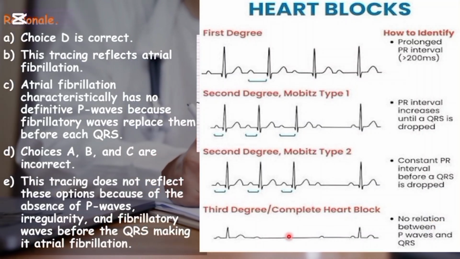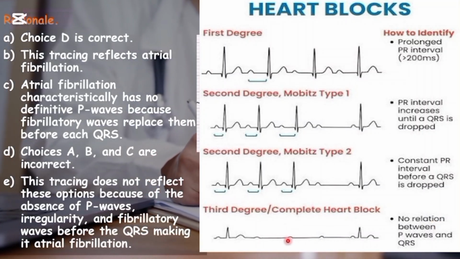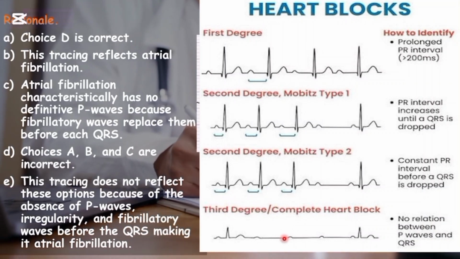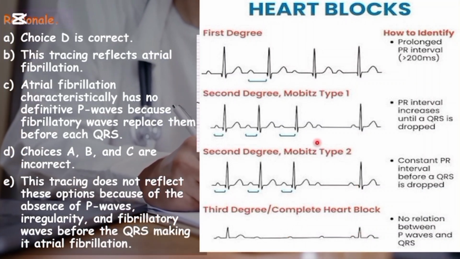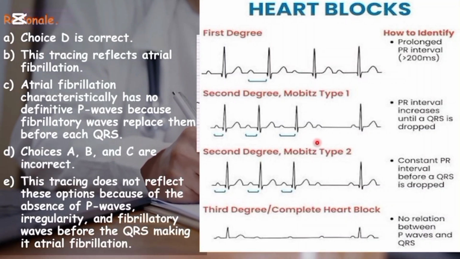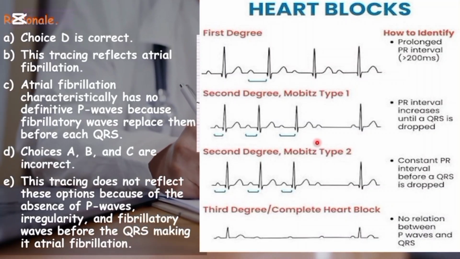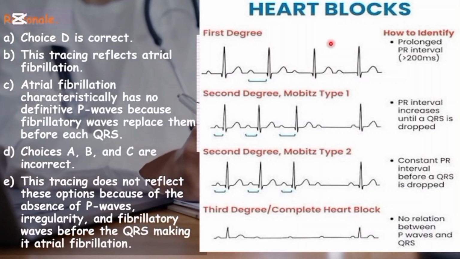You can see here the P wave is on its own. There's no relationship between the P wave and the QRS. So we're going to create separate episodes on cardiac arrhythmias. But for now, just know that for heart blocks, I've got various types.